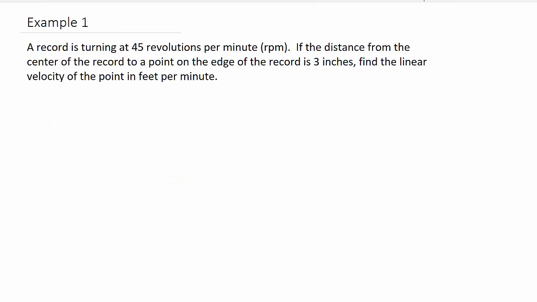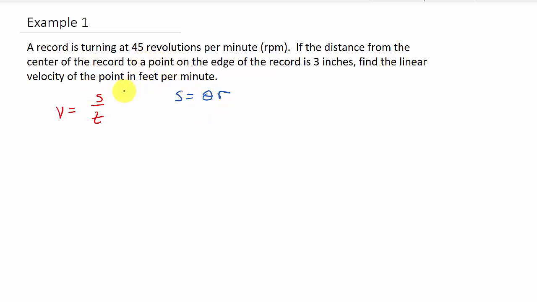Alright, so let's take a look at example 1, an example on linear velocity. It says a record is turning at 45 revolutions per minute. If the distance from the center of the record to a point on the edge of the record is 3 inches, find the linear velocity of the point in feet per minute. Alright, so first let's just go ahead and write down the formula. So we got the linear velocity is s over t, and we know that s is theta times r, where theta is in radians.